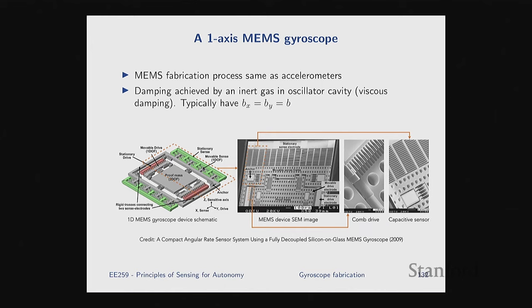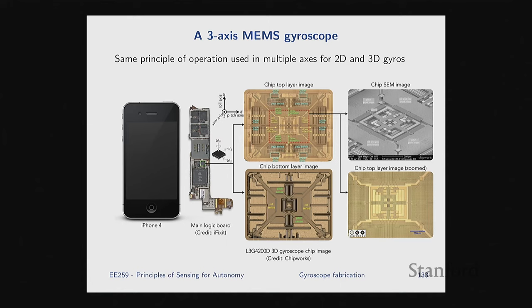One more picture to look at, our favorite iPhone example, iPhone 4. If you remember, for the accelerometer, we looked at this device, a tiny one right here. There is another one right next to it, and that's the gyroscope. It's actually a three-axis MEMS gyroscope. Fascinating design. I really highly encourage you to look at this picture and make sure you know every piece of it makes sense.